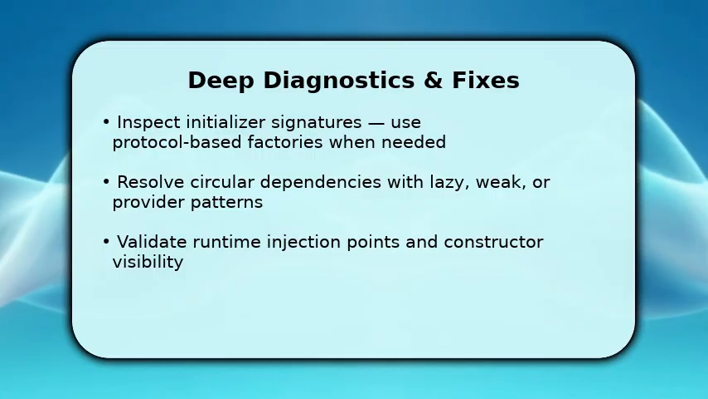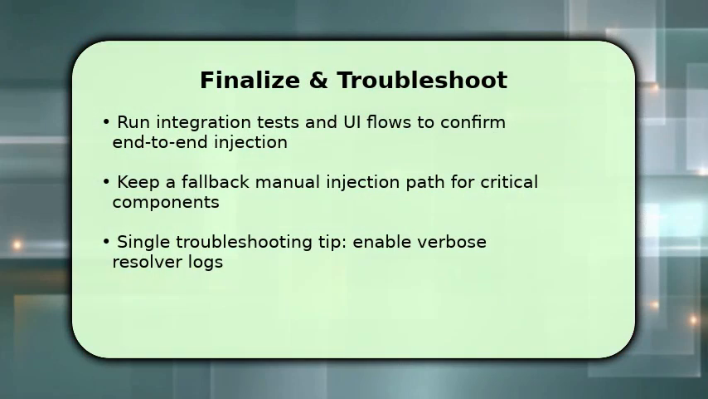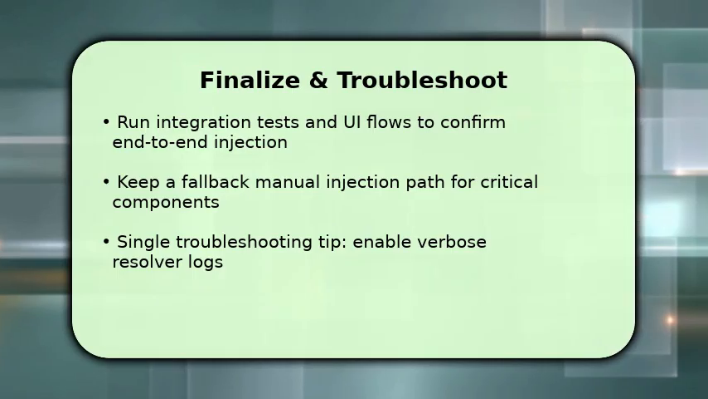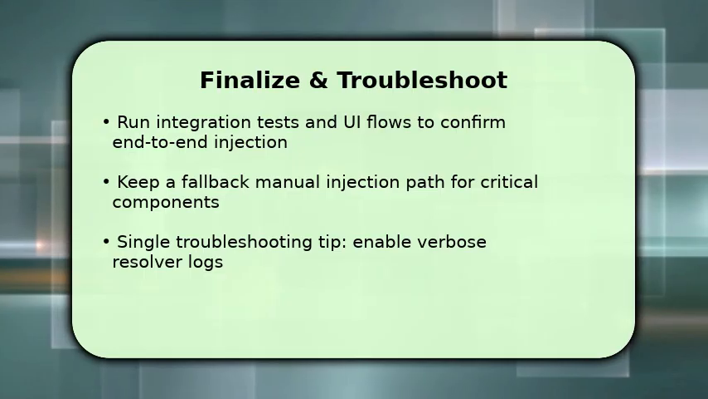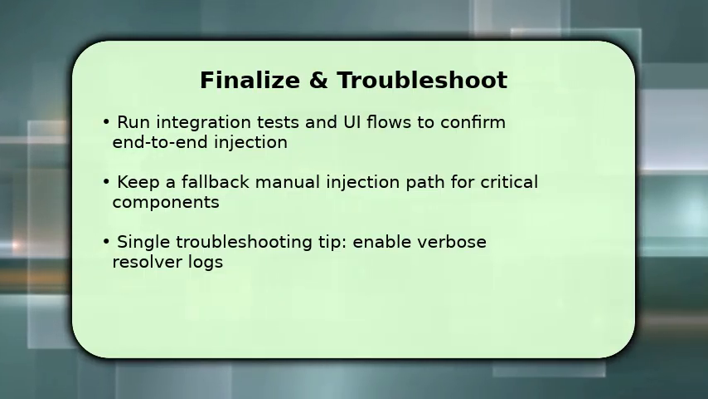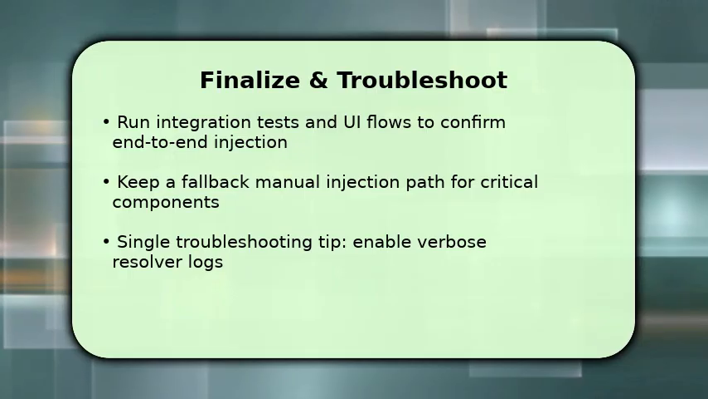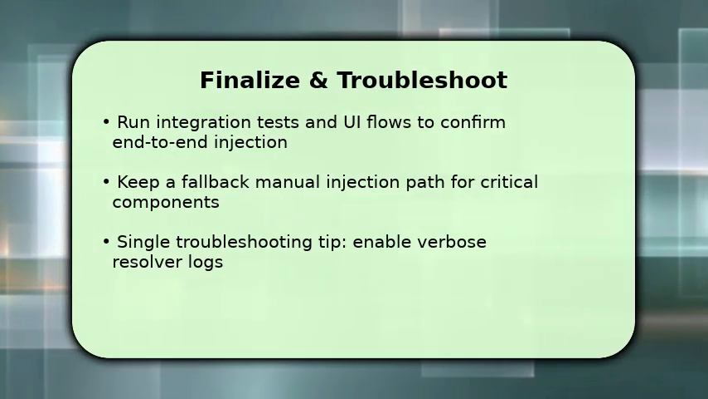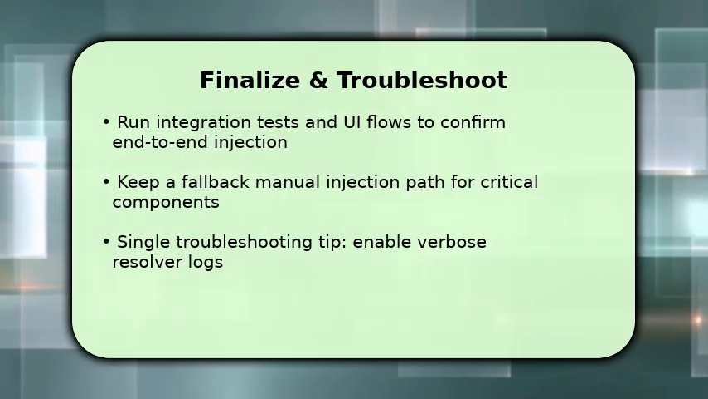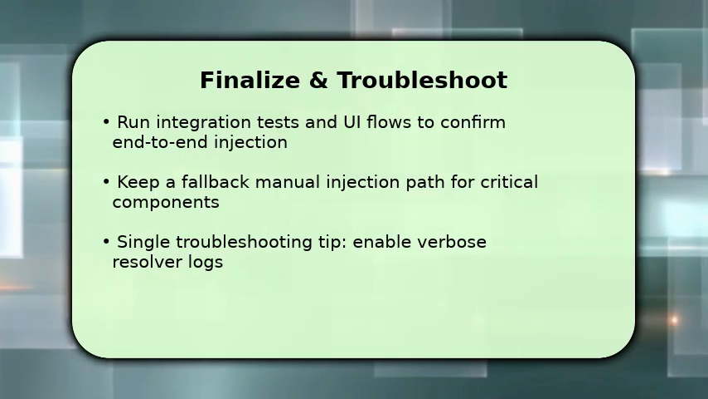and dependencies are instantiated. In the finish, run integration and UI tests to validate end-to-end behavior. Make sure production and test containers register identical contracts or provide clear overrides for testing. If a component still isn't injected, add an explicit manual injection fallback for critical paths while you diagnose.